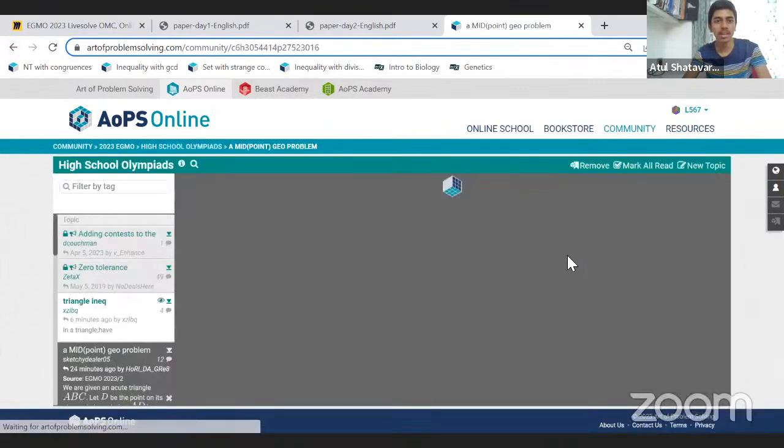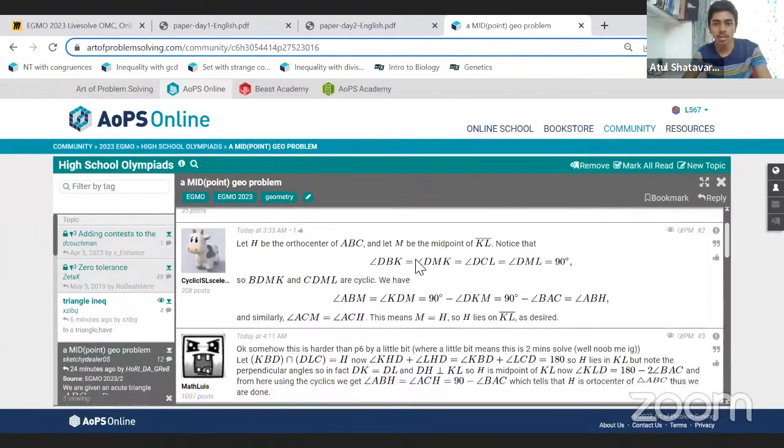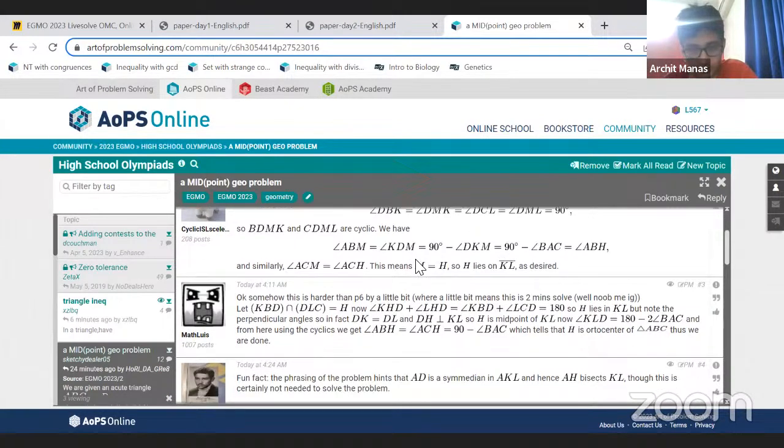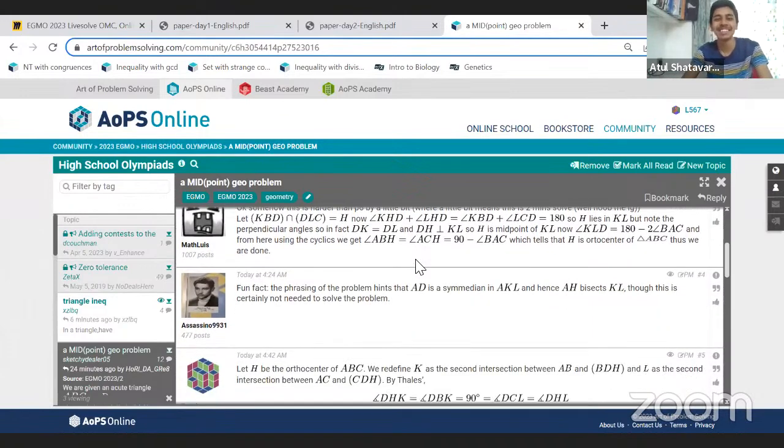Problem 2. This has to be a known problem. Somehow harder than P6 by a little bit. I think they took it from the Sophie mock. Oh, we didn't make this mock public. Only 1 to 4 are public.